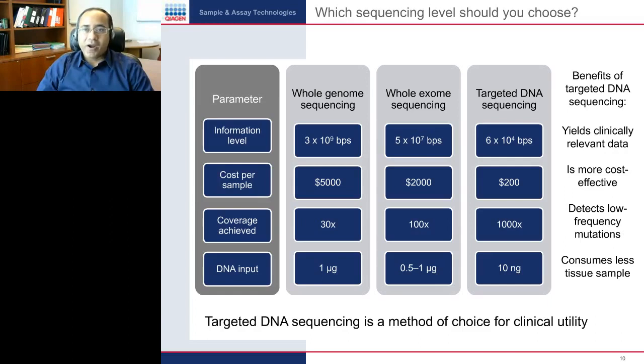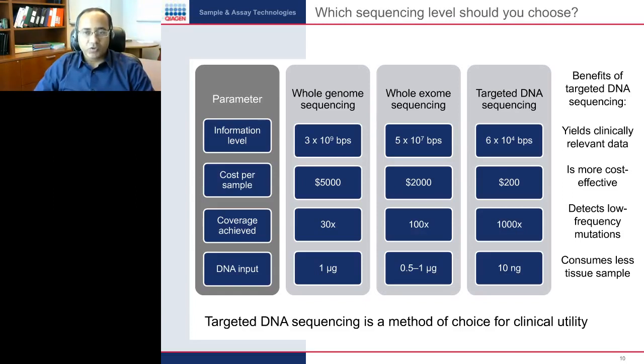Basically, it provides you clinically relevant data, as you can select the genes you would like to sequence, and you can select only clinically and biologically relevant genes. At the end, you will get only clinically relevant data. Then this is the most cost-effective method on a per sample basis, and targeted DNA sequencing enables deep or ultra deep sequencing, which in turn enables you to detect very low frequency mutations.